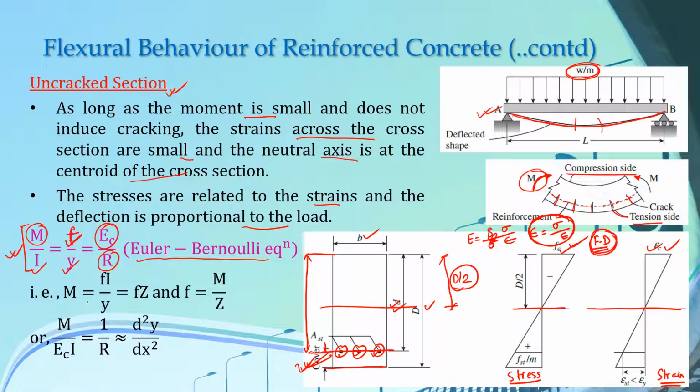So you can rearrange this to get the value of M. M is given by F, if you take this I here, I over Y as Z. So Z is equal to I over Y. In this way you can get the value of this F here, which is given by M over Z. Z is known as the section modulus. And moreover, you can use this equation also. You know that M over EIC gives 1 by R, and this 1 by R is the equation of our elastic curve, which is d square y by dx squared. So this relationship can be used for this uncracked section.